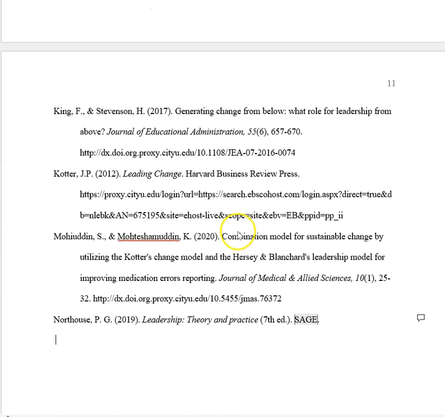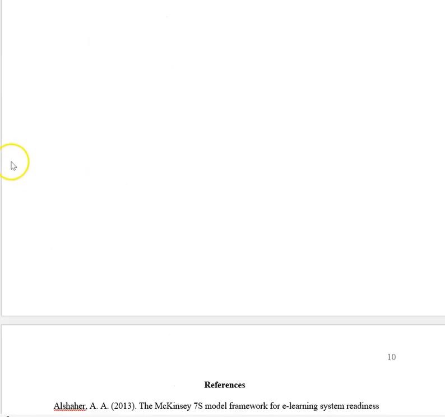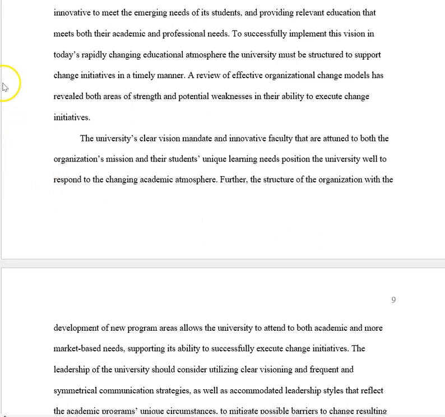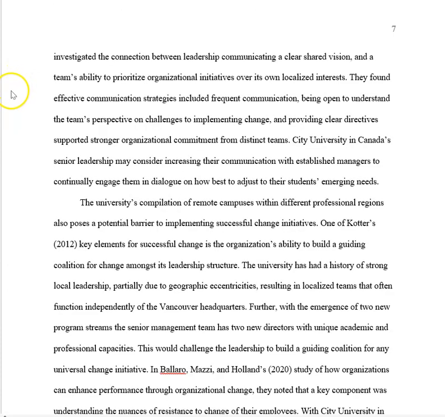So the publication name should be in italics, not the publisher name. And anyway, so not a great paper, but hopefully you have a better idea what we're looking for. Again, it's wise to read your paper out loud before submitting a paper for a grade, and double checking that you've met all the expectations of the grading rubric.